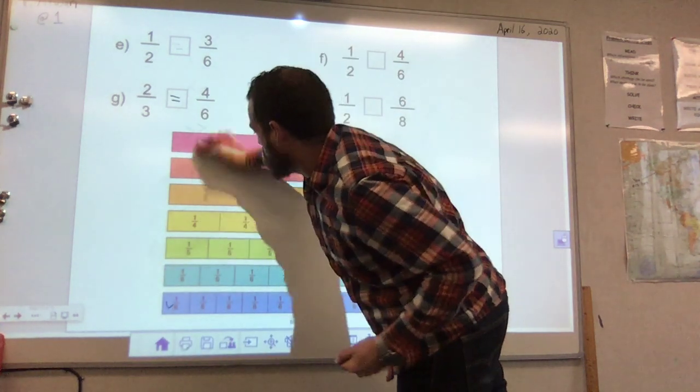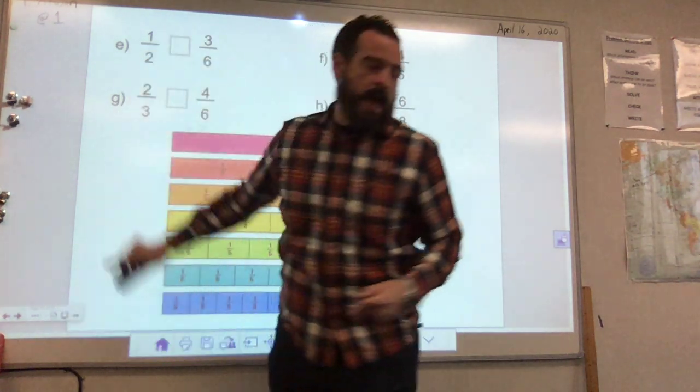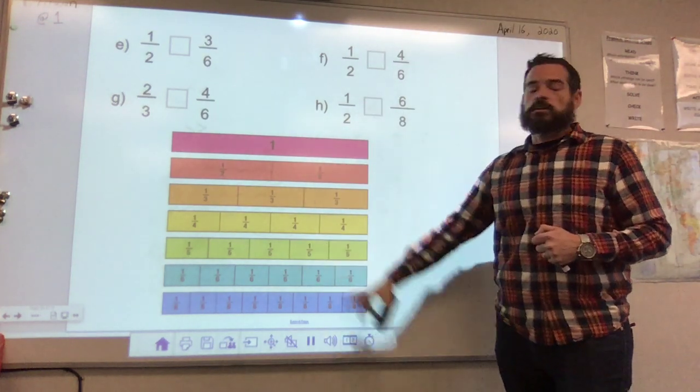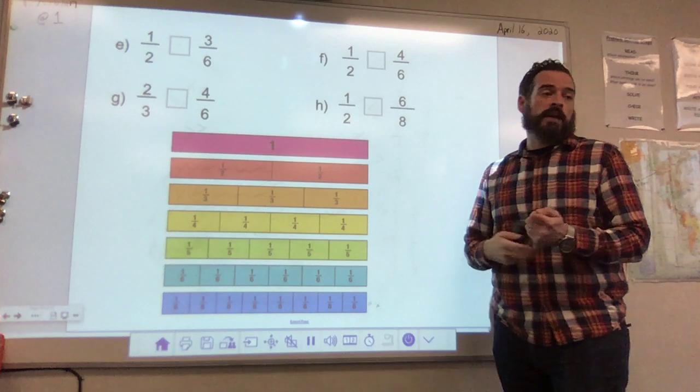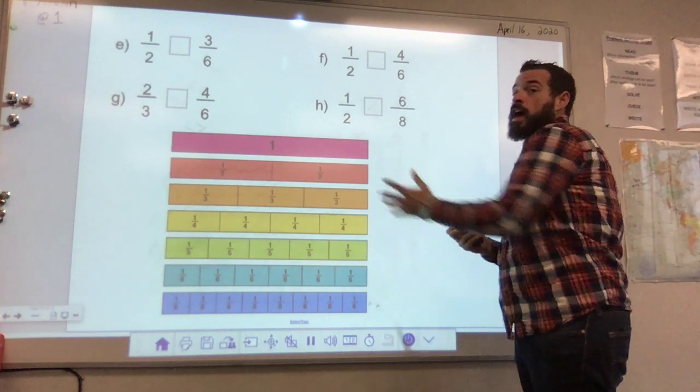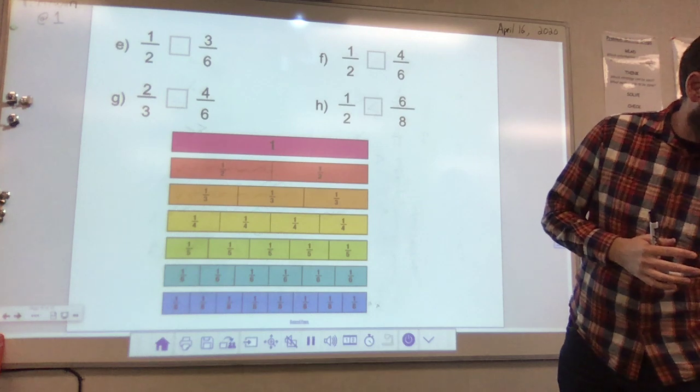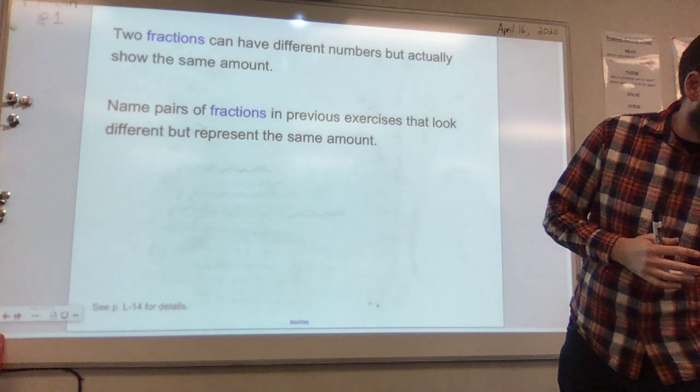So hopefully that is pretty clear how we take these fractions and can represent them on the fraction strip, how we can have a fraction strip and then turn it into a fraction based on what kind of shading we're seeing.